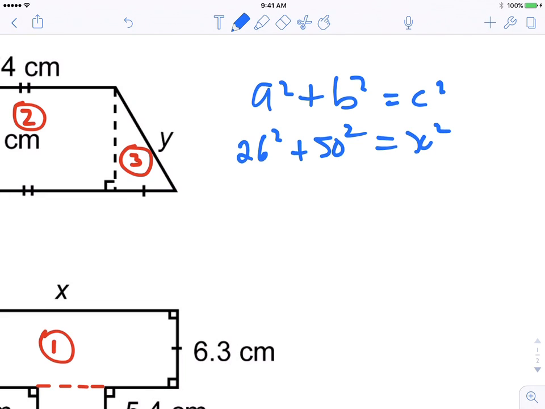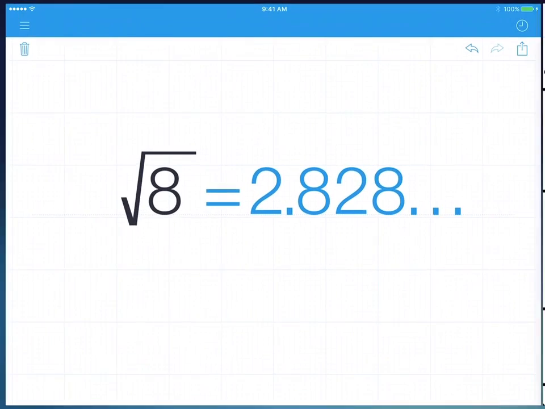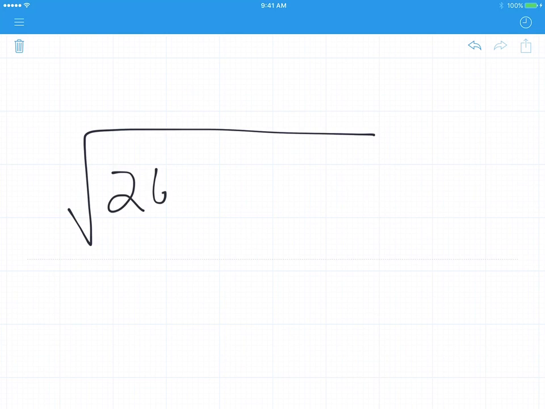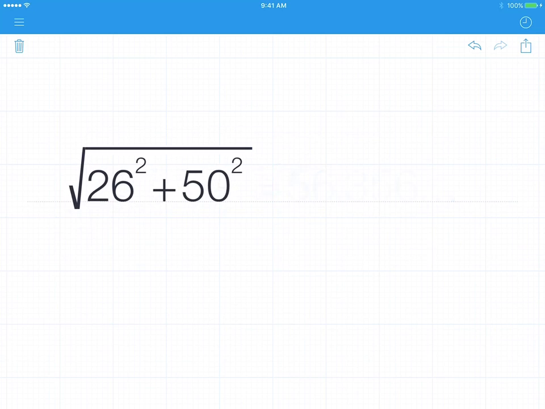And then I'll use my calculator. Now basically, if I want to find x, we're going to square root whatever this answer is, 26 squared plus 50 squared. And if you have your calculator handy, you can do that a lot easier. So we're going to say the square root of 26 squared plus 50 squared. And we get 56.4. Oops.